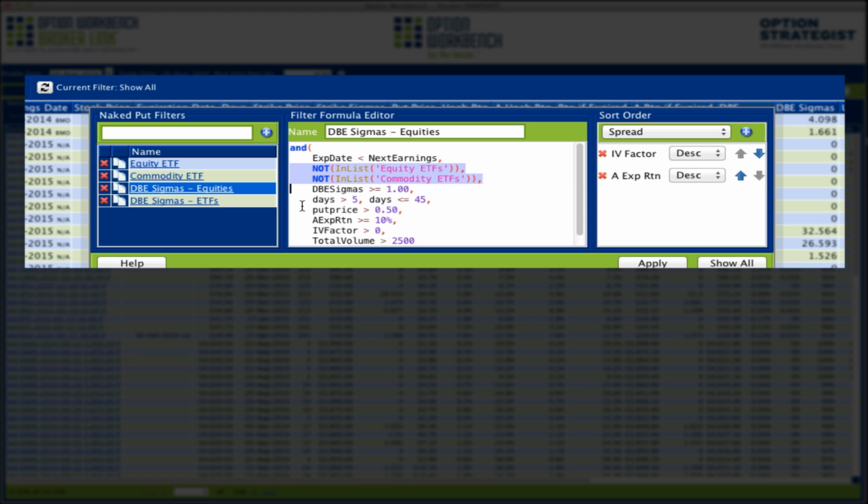So I have two watch lists. These are public watch lists, one called equity ETFs and the other called commodity ETFs, that contain names of ETFs in those categories, equities and commodities, and I want to exclude those. So I use the enlist function and I wrap them in a not. So that means a naked put will match if it's not in the list called equity ETFs and it's not in the list called commodity ETFs. So that way I'll only have stocks in my list.